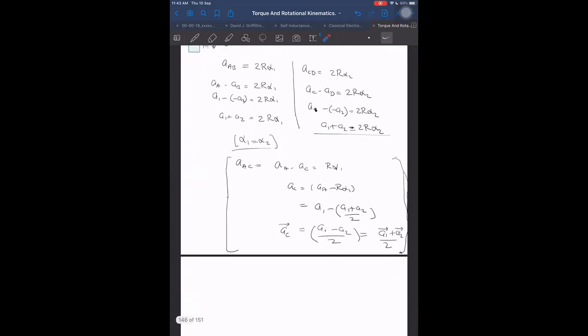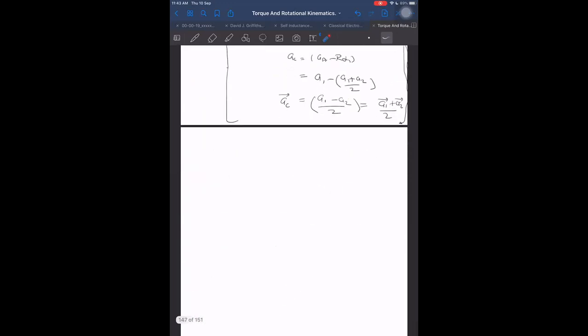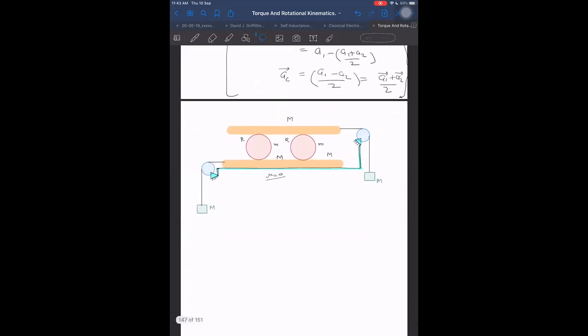Again, I think I need one more diagram now, and let me copy it again. Where should I put it? Here. Now I need to draw a diagram with respect to this person right here. Let us highlight this person so that it remains clear that this is the observer.